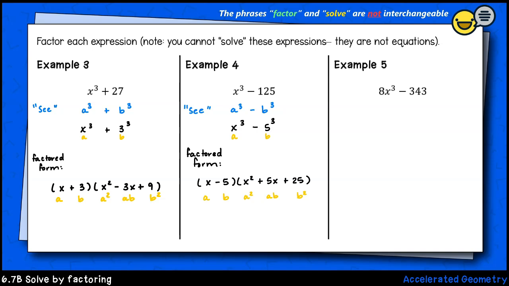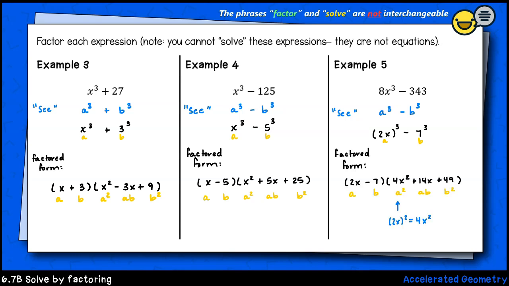Last example, number 5, I have another difference of 2 cubes. This time we'll have to exercise our detective skills. This 8x cubed can be rewritten as 2x quantity cubed, and the 343 can be written as 7 cubed. Again, like the previous example, you're meant to see that a cubed minus b cubed pattern, which will be 2x quantity cubed minus 7 cubed this time. In factored form, we'll have 2x minus 7 times 4x squared plus 14x plus 49.